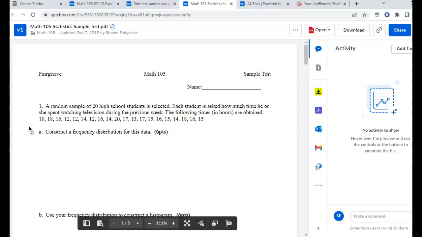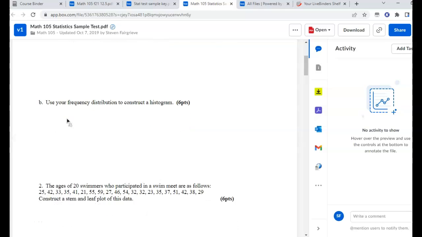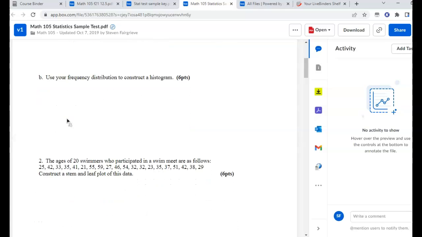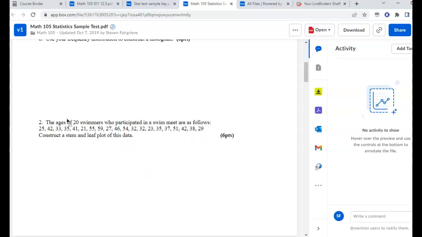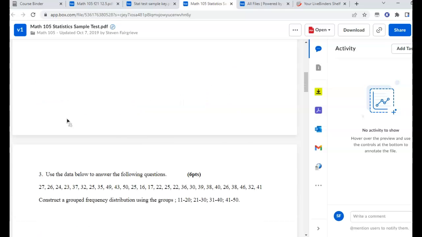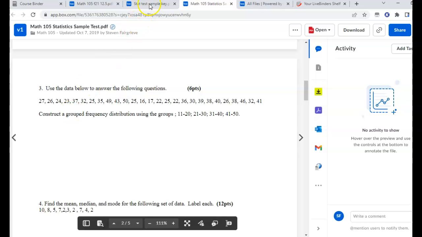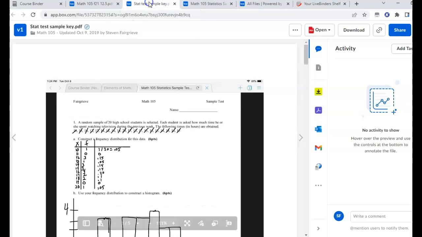So you can see here in this first problem, we're asked to put together a frequency distribution. We're then asked to construct a histogram. In this problem, we weren't asked for the frequency polygon, although you could be. And then here we're asked for a stem and leaf plot for the swimmers. And then here we were dealing with a grouped frequency distribution. And again, along with the test is a sample test key where I worked out the problems.